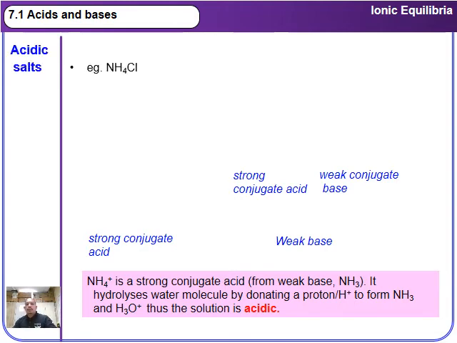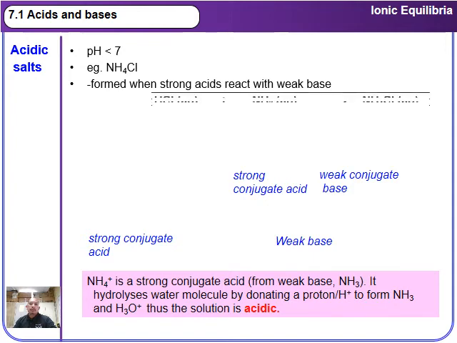What will happen if you have a compound like NH4Cl? This NH4Cl has a pH less than 7. It shows that it is an acidic salt. To prove this, an acidic salt is formed when a strong acid reacts with a weak base. Example, HCl, a strong acid, reacts with ammonia, which is a weak base. It forms NH4Cl.